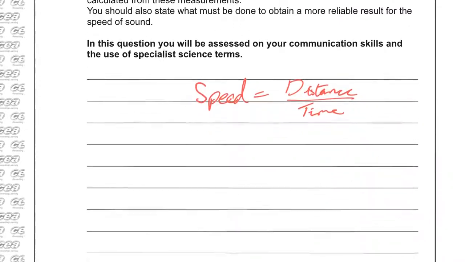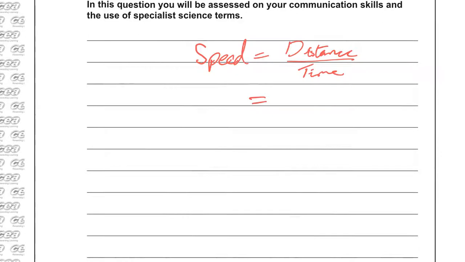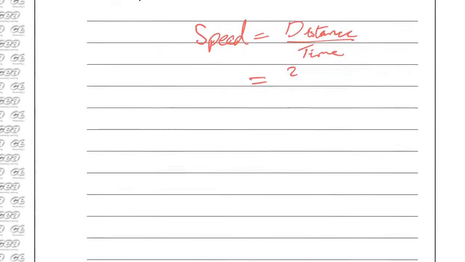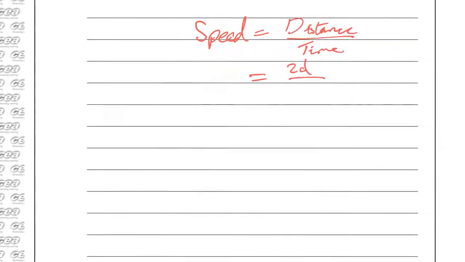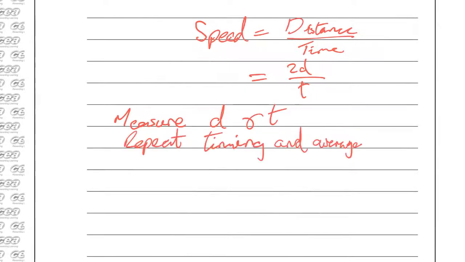So speed is distance over time, and in our case that would be 2D over the time from the timer. So we would need to measure D and T and substitute into the equation. We would also repeat the timing and take an average to get a more reliable time value.